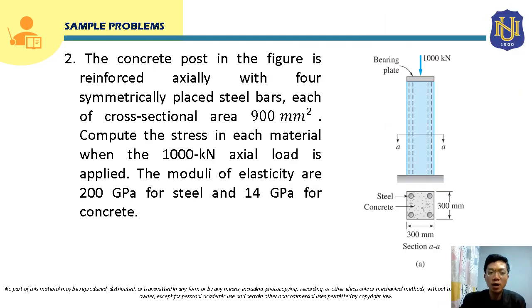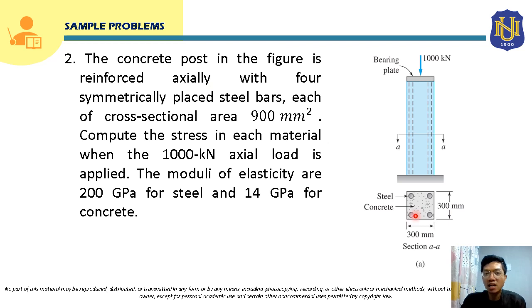Now, for sample problem number 2, the concrete post in the figure is reinforced with 4 symmetrically placed steel bars, each of cross-sectional area 900 millimeters squared. Okay, so compute the stress in each material when the 1,000 kilonewton axial load is applied. The moduli of elasticity are 200 gigapascal for steel and 14 gigapascal for concrete.